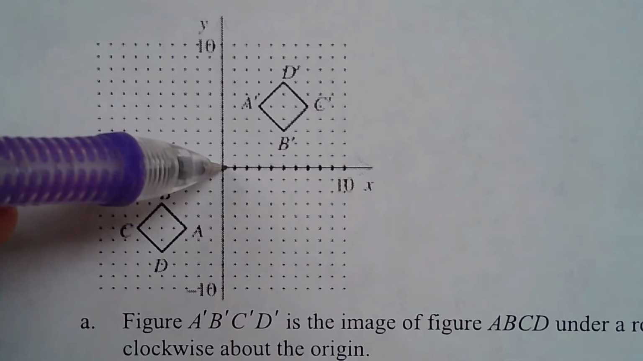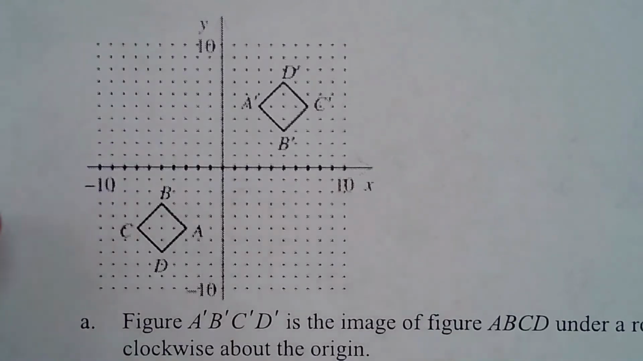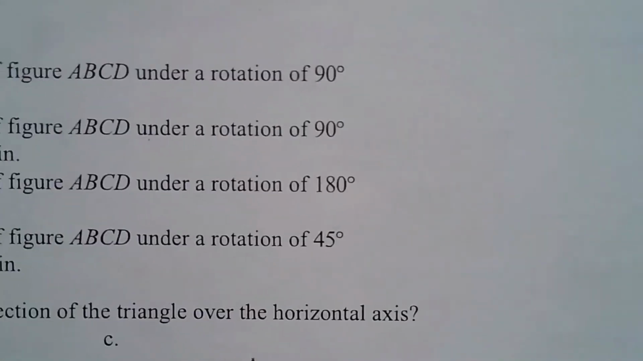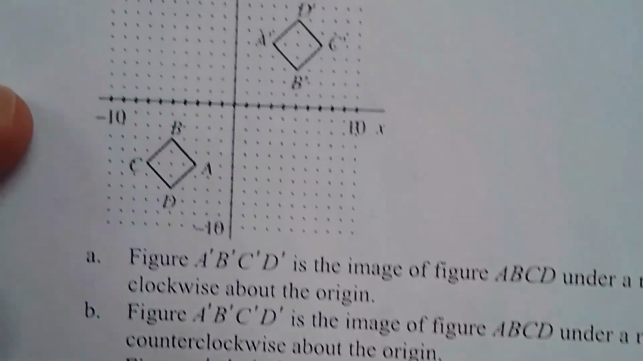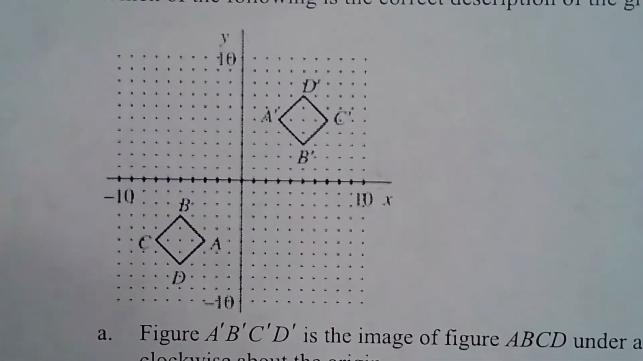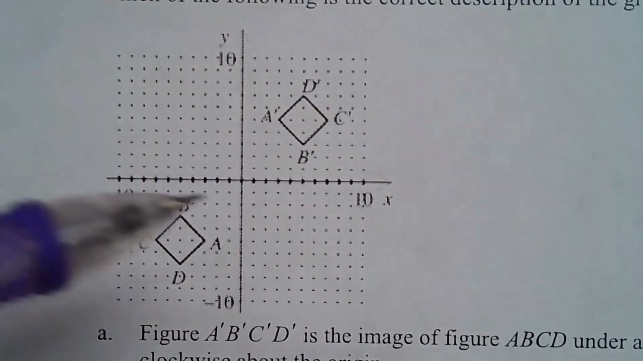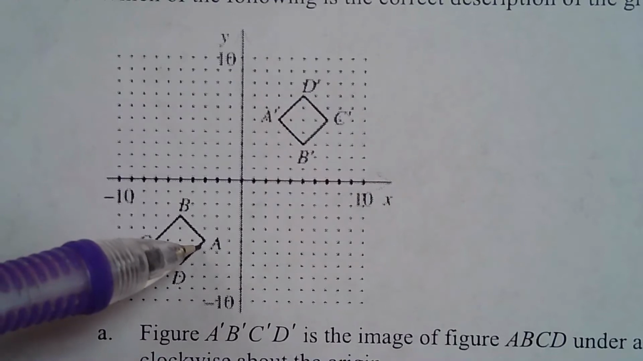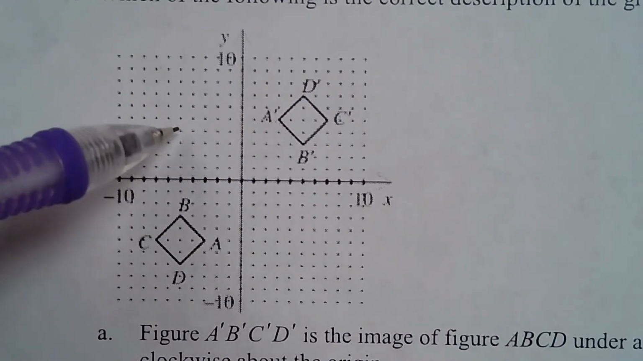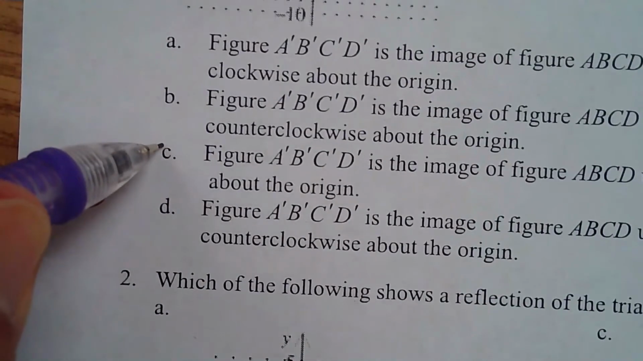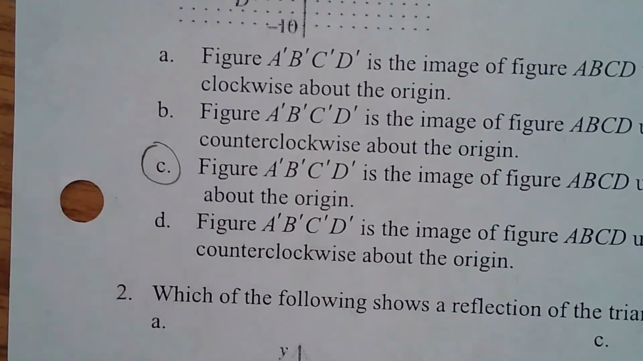And so what I'm going to say is, well, first off, all these are rotations. Second, since the orientation changed, it went from this quadrant to this quadrant, and it rotated. This is 90 degrees, and this would be 180 degrees. So the answer is going to be C. That is definitely the answer.